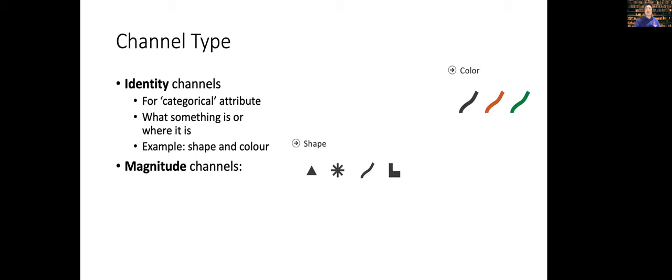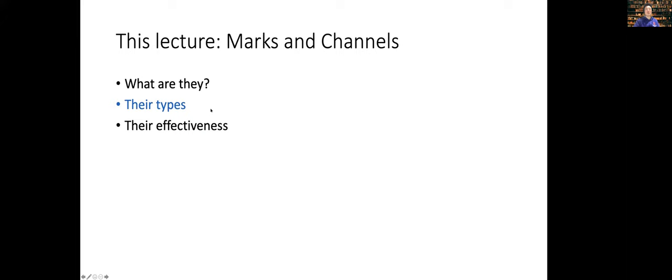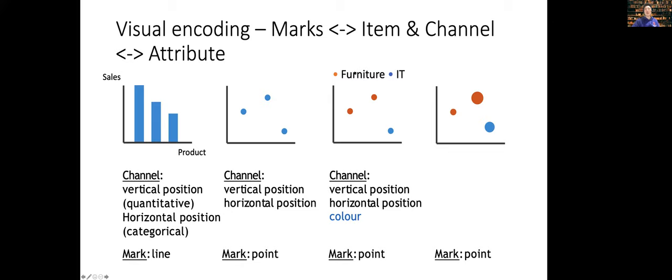And then they give them particular names. If you use a channel to represent categorical attributes, they call it an identity channel. But I might just call these categorical channels to make it easier instead of having to remember two names. For example, you can use different shapes or different colors to represent different categorical attributes. In the examples we saw before, we used color to represent the type of the product, which is a categorical attribute.